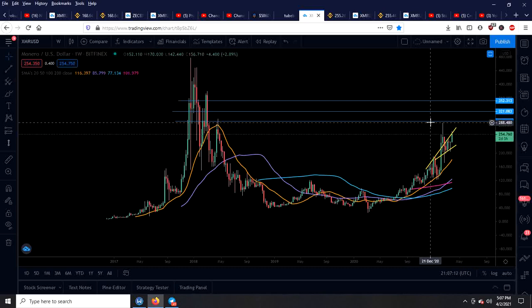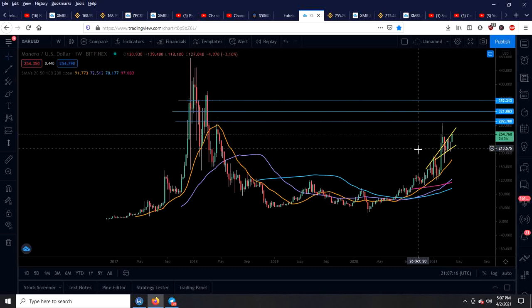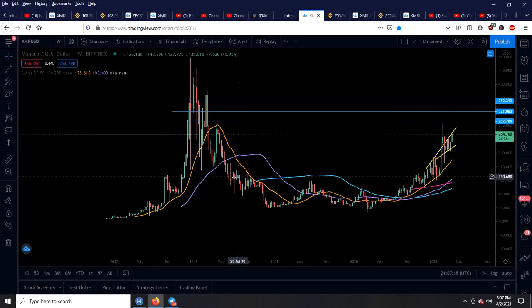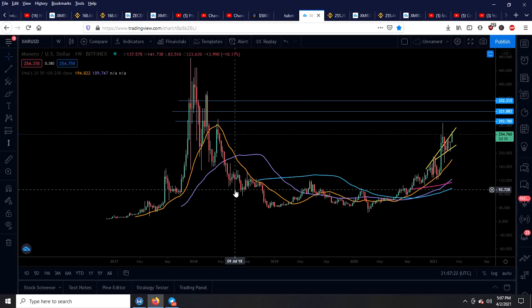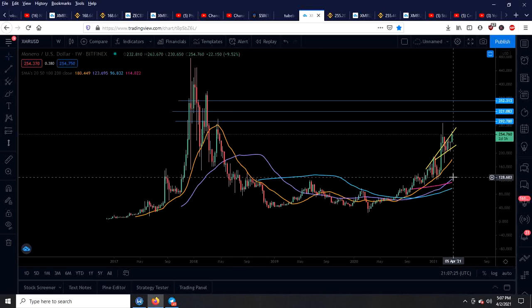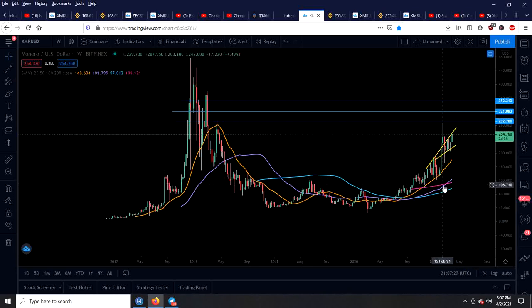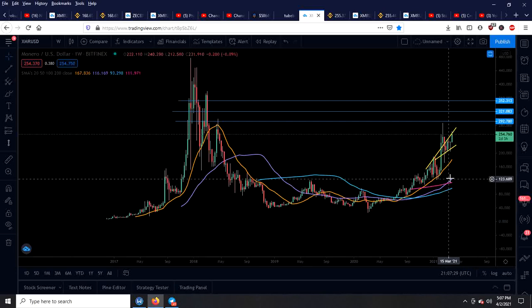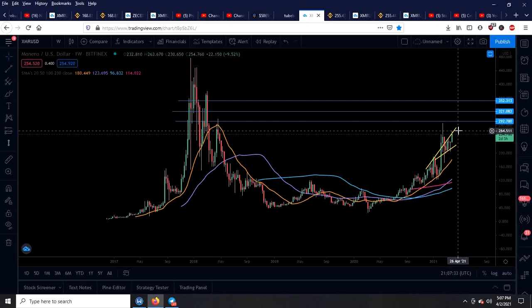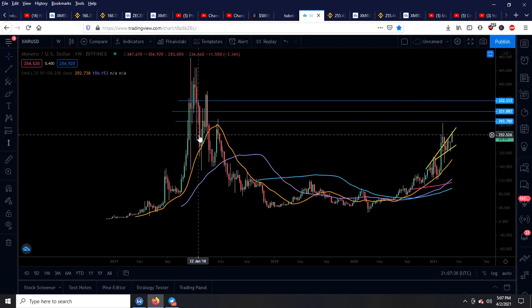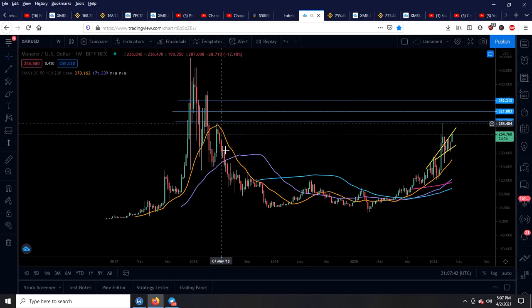292 is a bit of resistance there. 321 and 352 as upper targets, right? But what I wanted to point out to you guys is how the 50 has crossed the 200 here, right? That's what we want to see, right? That's a nice crossover. So you can see what's happened since then, right? So we're really getting these upper levels, guys, and here we go. Here's our all-time high up at 476, 480, okay? So just keep that in mind.